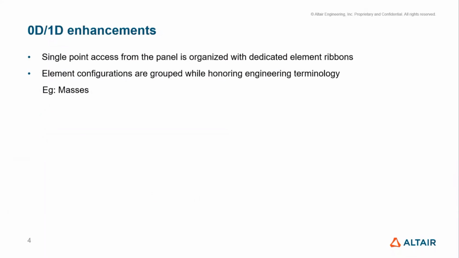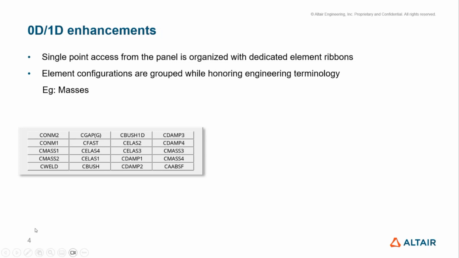Continuing with the previous slide, what I'm showing you here is the mass panel, where we have the list of elements across different engineering terms, for example, CONM2 and CONM1 mass configuration. And we have listed the fastener element, the spring element, the bush element and also the damping elements, all in one location. It used to be available in the panel through the masters panel. So the single point access from the panel is now organized into dedicated element ribbons.